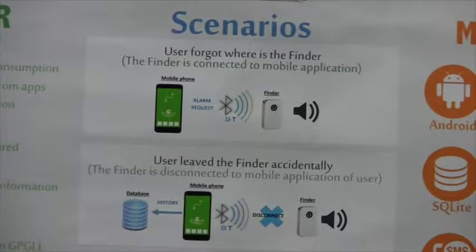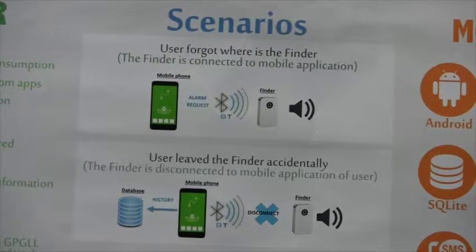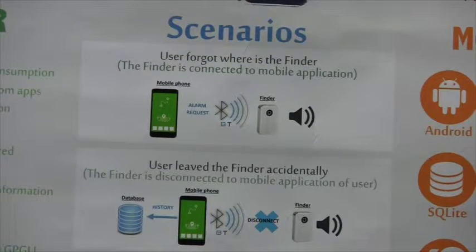When the user forgot where the Finder is, and it means that the Finder is connected to the mobile application by Bluetooth, but the user does not know where the Finder is in a short range, the user will use the mobile phone to send an alarm request. The request will be sent through Bluetooth to the Finder, and when the Finder receives the command, it will alarm immediately.